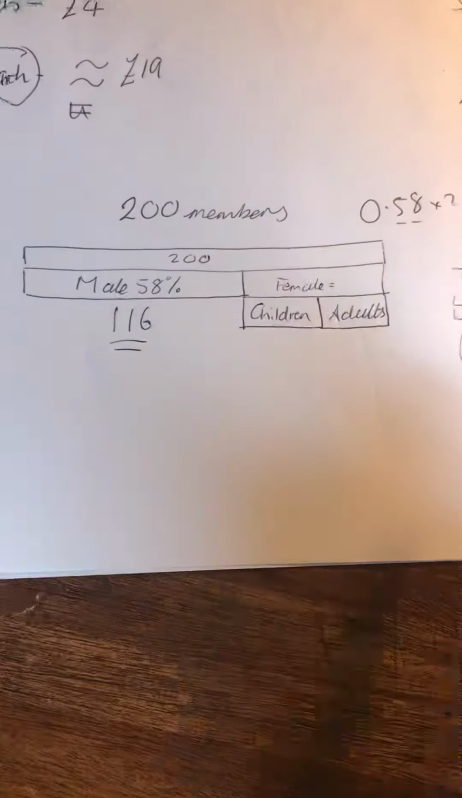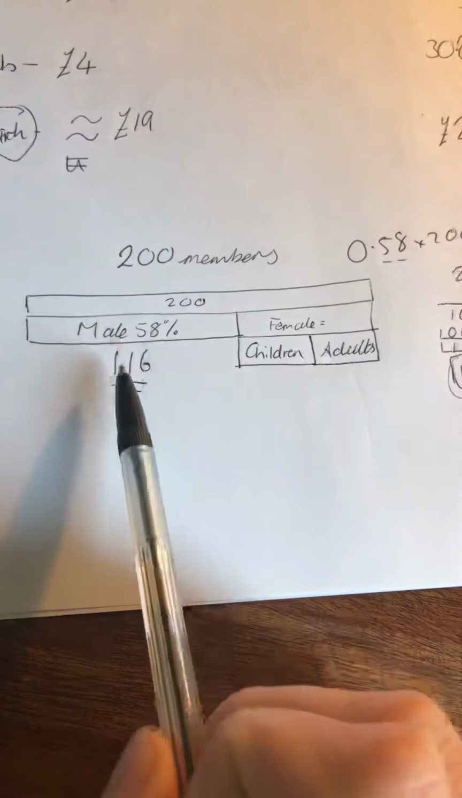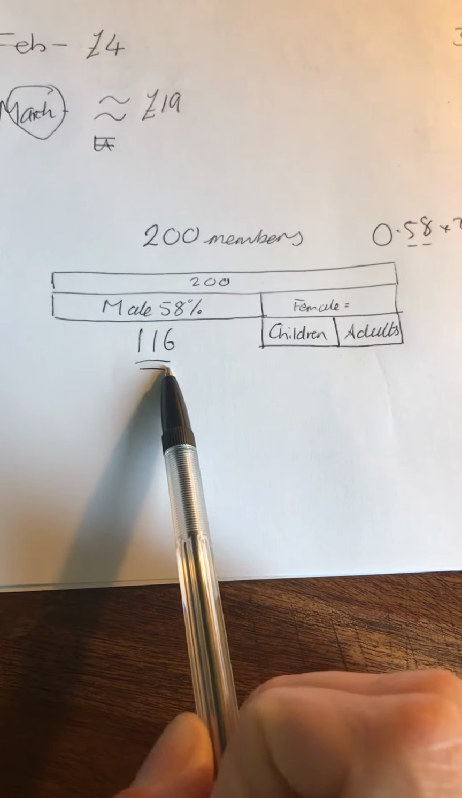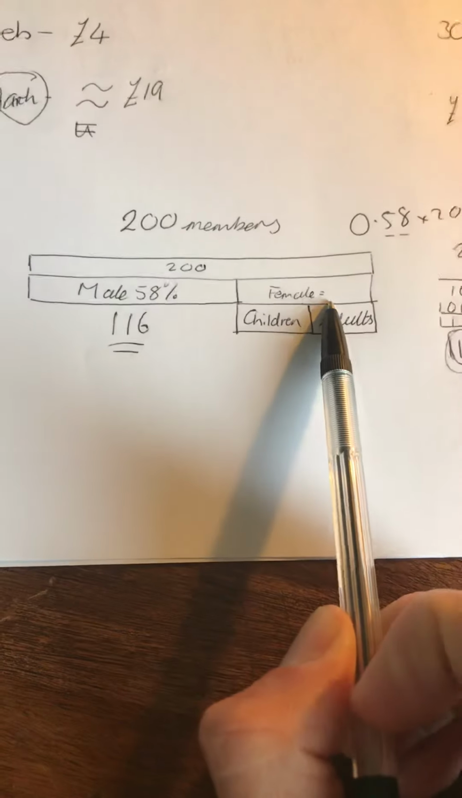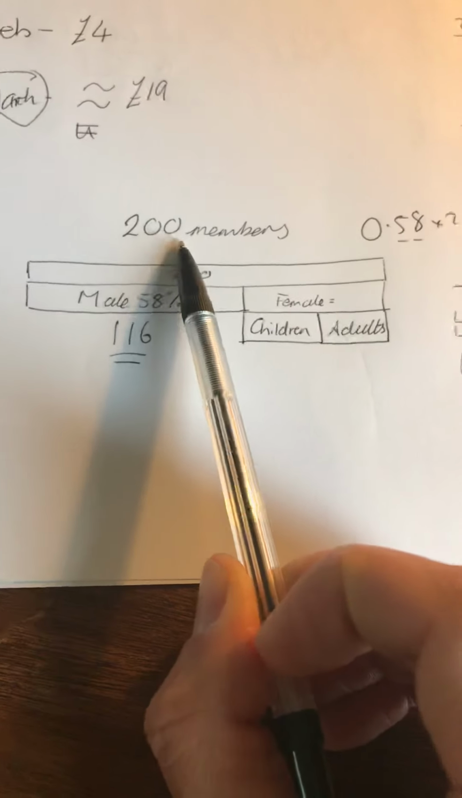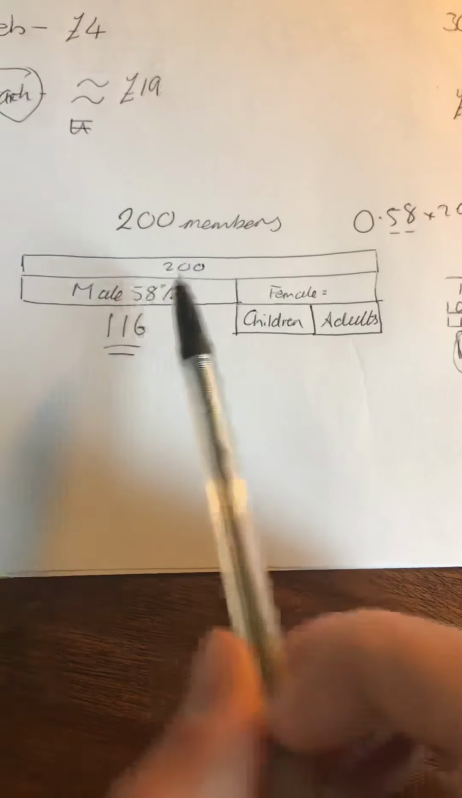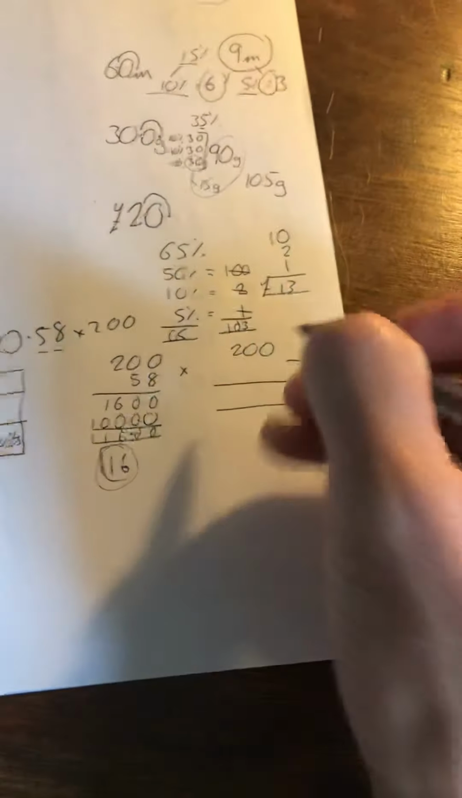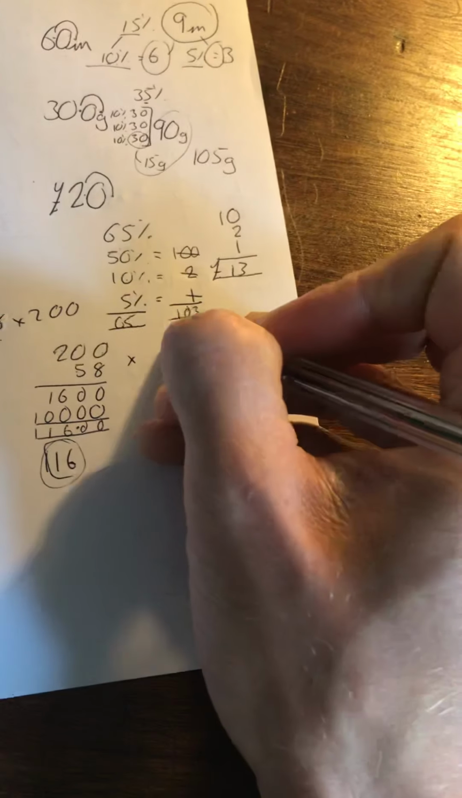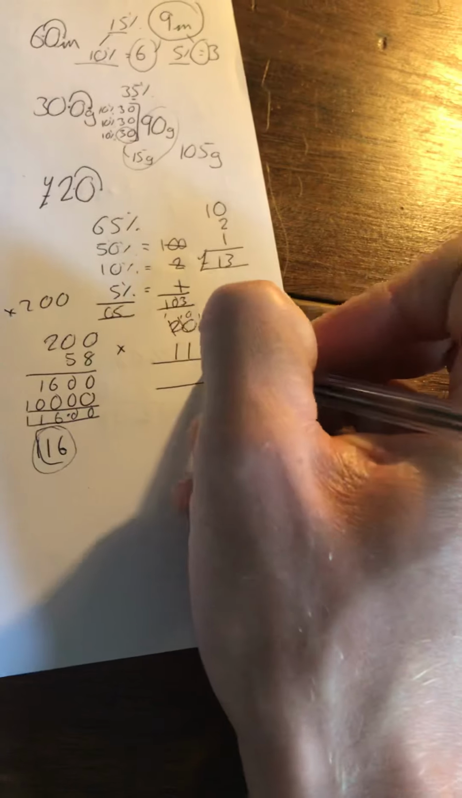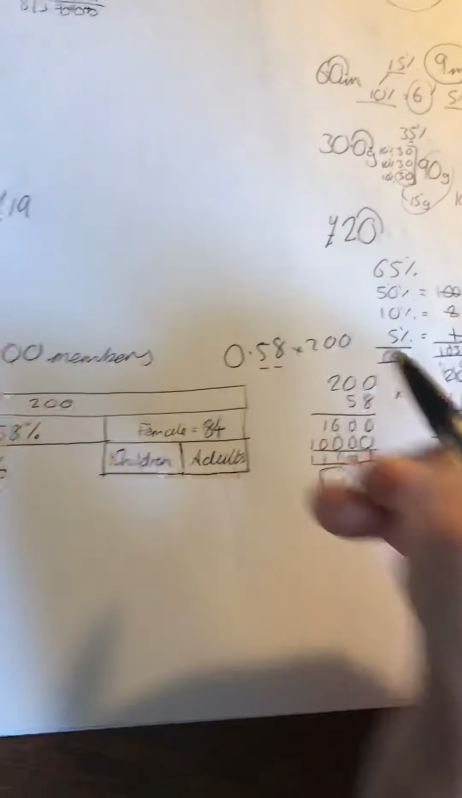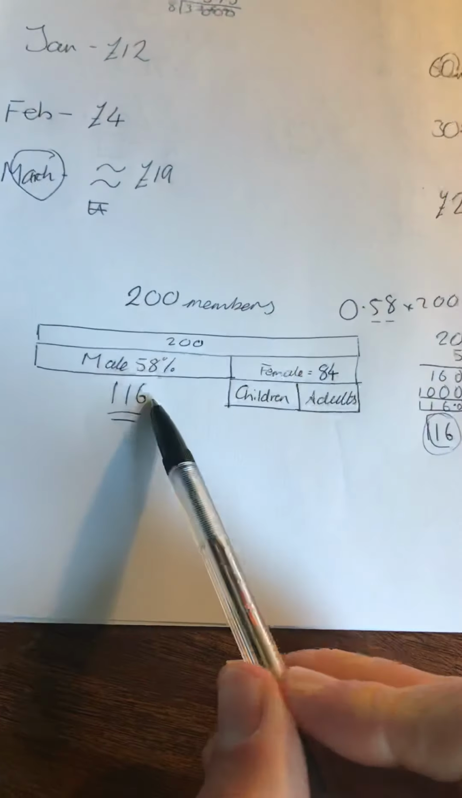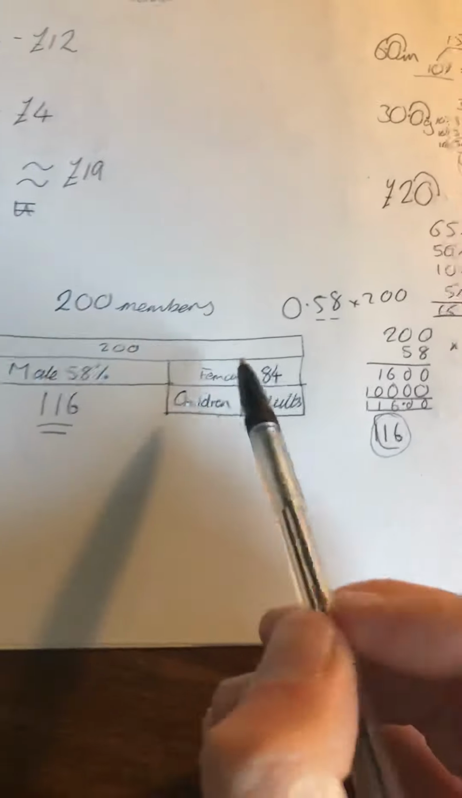So, what I can do then, if I know there's 200 altogether, I can take the 116 away from 200, and that will give me how many are female. You could also work it out as a percentage and do 42% of 200, because the rest of the 100%. I think this subtraction is going to be easier though. 9 take away 1 is 8, 1 take away 1 is 0, 84. And just to check, 84 add 116 is 200.